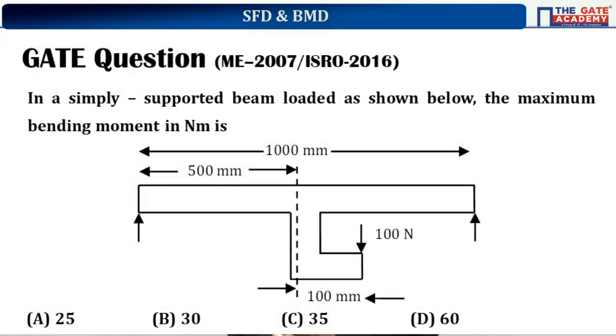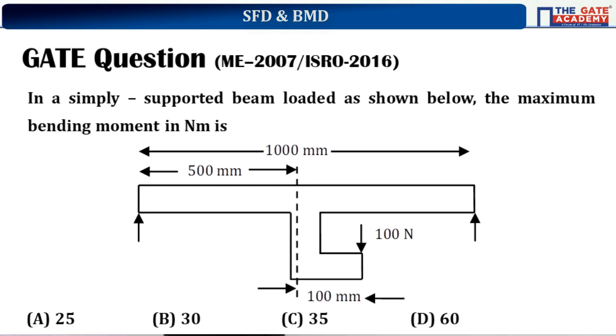Okay. So it's given that in a simply supported beam loaded as shown in the figure below, the maximum bending moment in Newton meter is... So here they are asking the value of maximum bending moment. As we don't know the location where the maximum bending moment will occur, we should draw the whole bending moment diagram for this question.